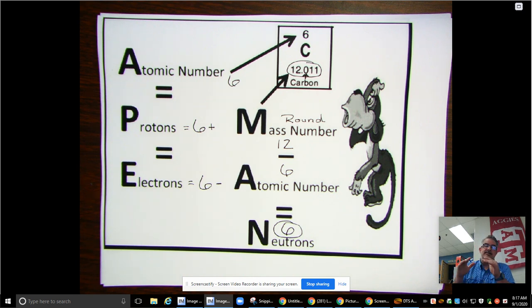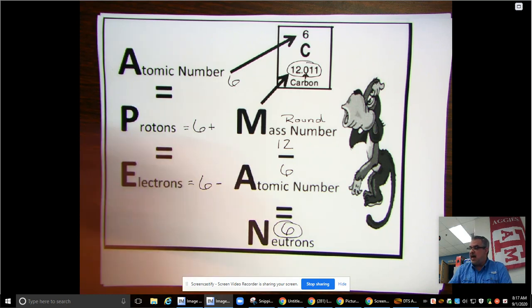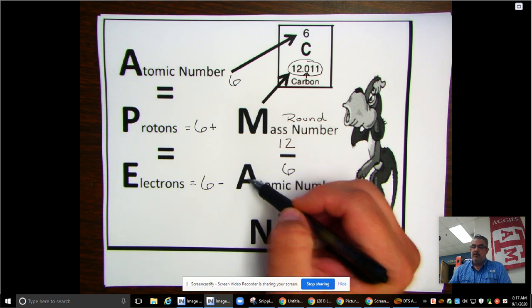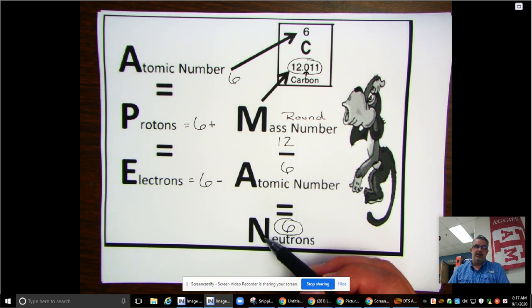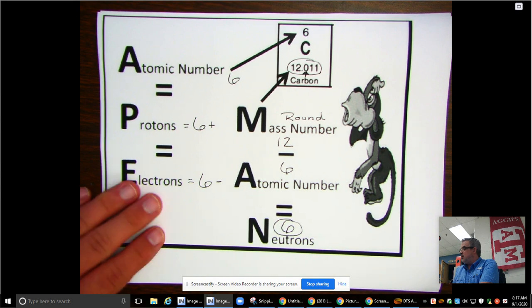Okay, so the atomic mass minus the atomic number. Okay, so mass minus atomic number gives us the number of neutrons. Okay, so let's practice a couple.